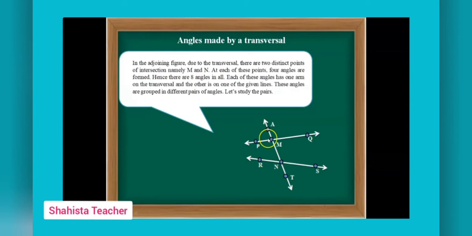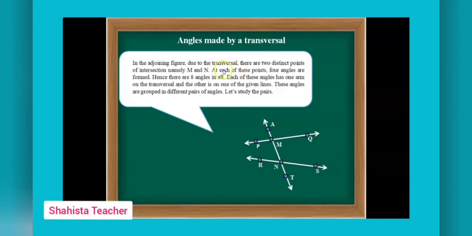But here the transversal intersects both lines at M and N. Both M and N are points of intersection. There are two distinct points of intersection, namely M and N. यानी कि PQ जो लाइन है और RS जो लाइन है उस पे पॉइंट M और N, ये दो पॉइंट ऐसे हैं जो इंटरसेक्शन पॉइंट है.